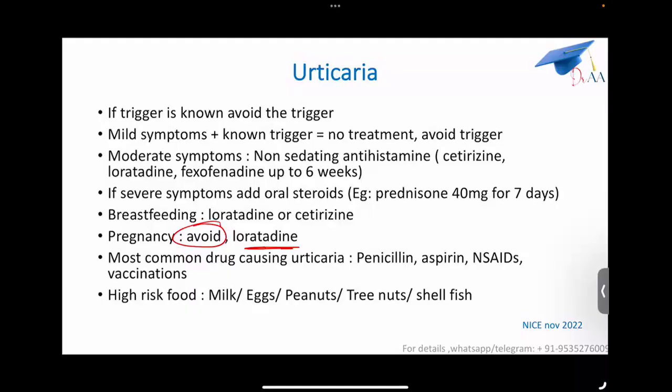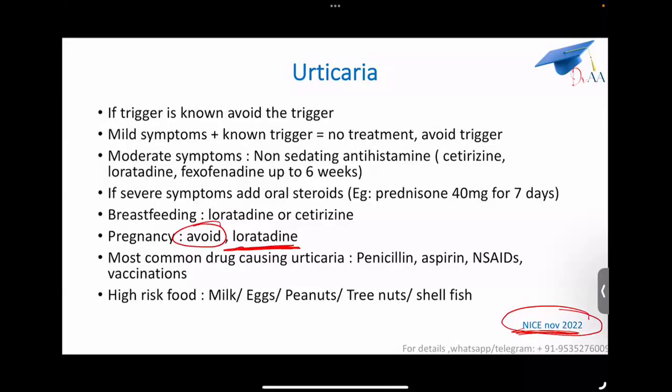Dr. Amin, MRCEM exam prep says that in pregnancy you can give chlorpheniramine. Is it right or not? According to NICE guidelines, November 2022, they advised to give loratadine. That's the only drug they have advised according to the NICE guidelines, November 2022. So we have taken this from the NICE guideline.